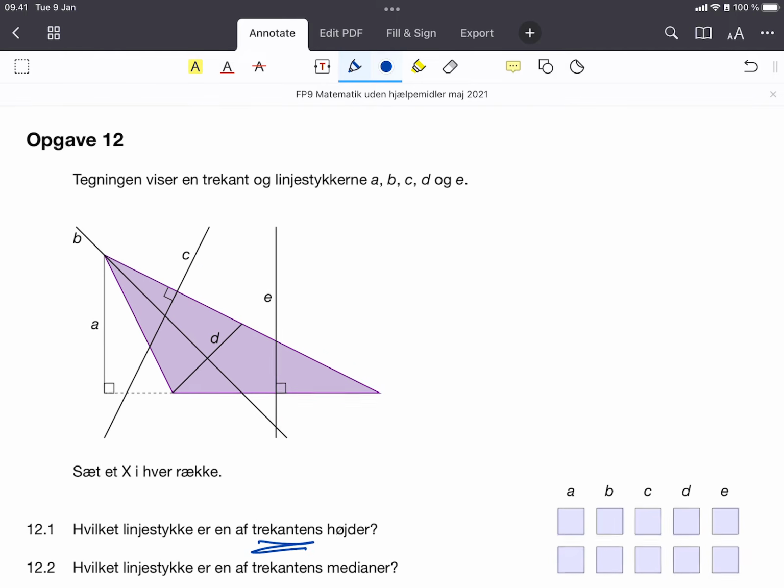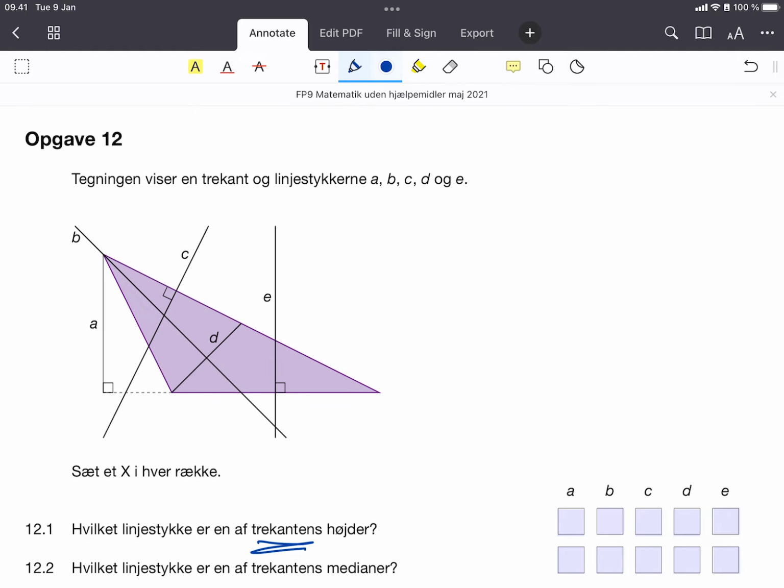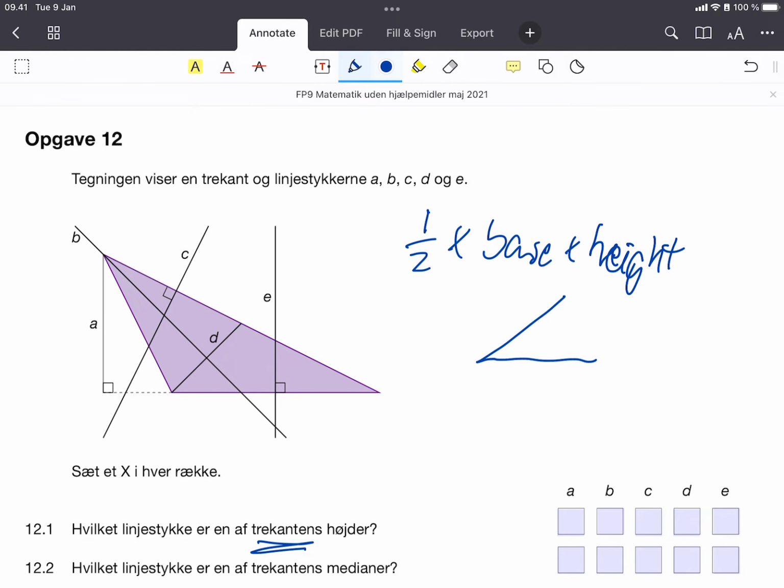So if you're working out the area of the triangle as half times base times height, then which one of those lines is one of the lines that you could use as the height of the triangle for that? So the height means perpendicular to the ground from the bottom to the top. So for example, if that was the triangle, the height would be that, because it's 90 degrees to the ground straight up to the top of the triangle.